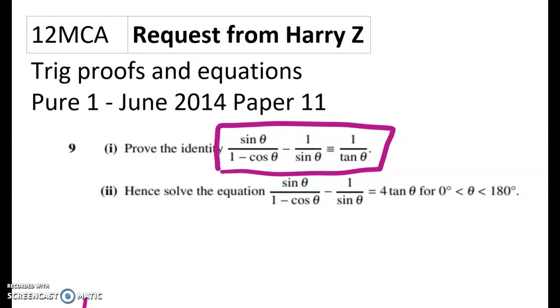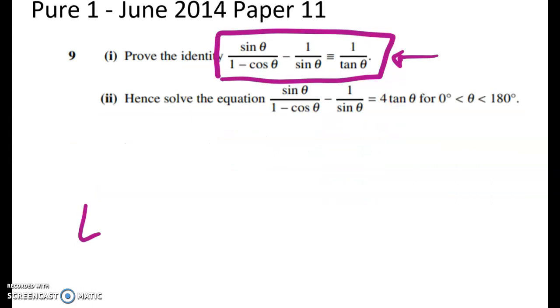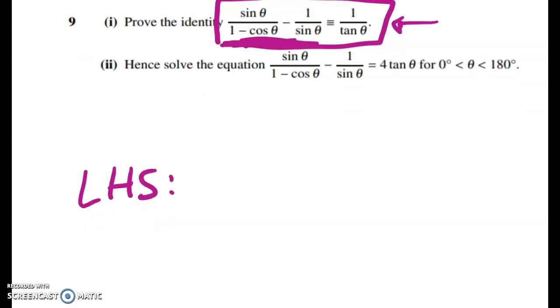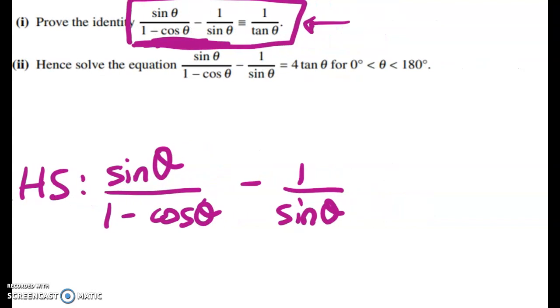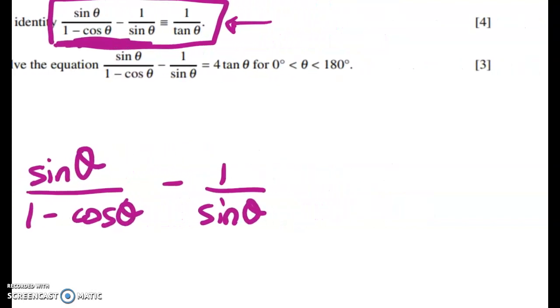Now, very occasionally, we're going to go the other way around. We'll start on this side. But if you look at what we're trying to show here, there are some obvious things that we can do to the left-hand side. So we're going to start like this. What does it say on the left-hand side? Well, it says that we've got this expression, sine theta over 1 minus cos theta minus 1 over sine theta. We want to manipulate that so that we end up with 1 over tan theta. So we keep an eye on where we're going.